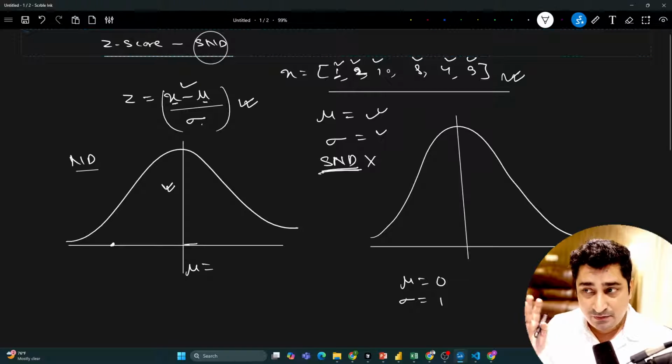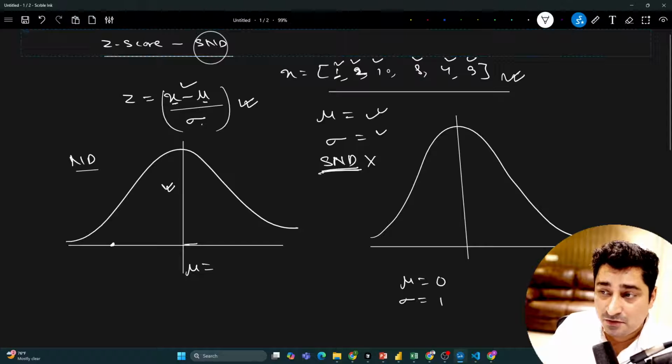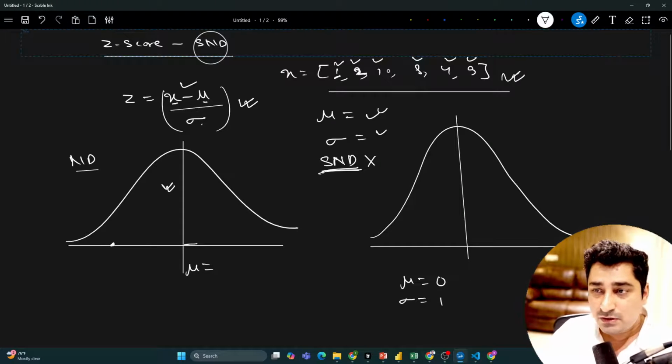So to reduce that, we are going to convert some data into a standard normal distribution. And this is the meaning of the standard normal distribution. And this is one of the use cases of a Z you will be able to find out. The other use case, yeah, let's talk about the other use case.